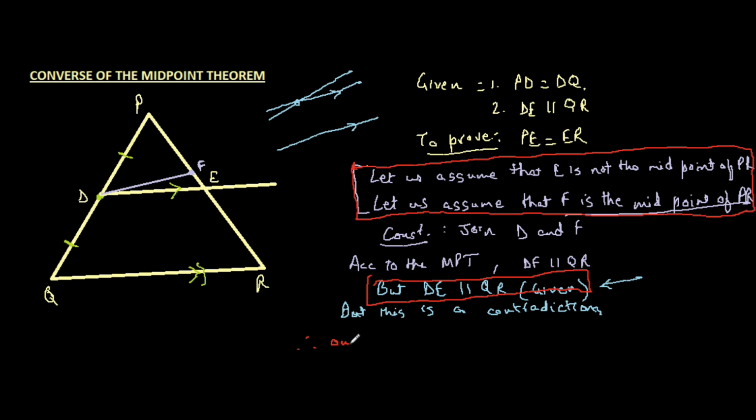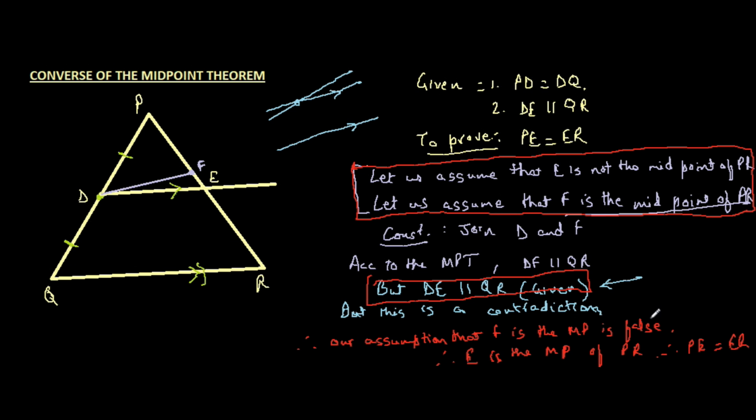Therefore, our assumption that F is the midpoint is false. Now if that is false, therefore we can say E is the midpoint of PR, and hence PE is equal to ER. So if E is the midpoint, then PE is equal to ER, and this is what we had to prove here. So hence proved.